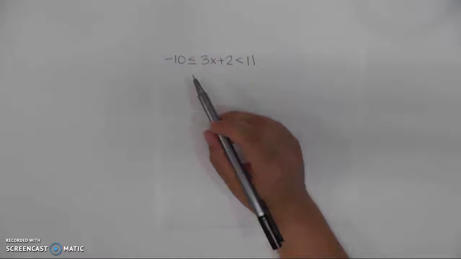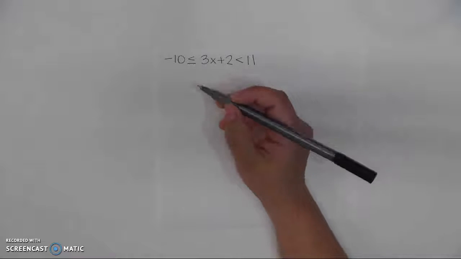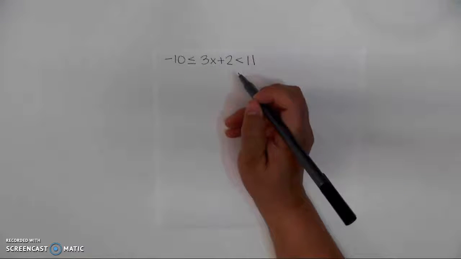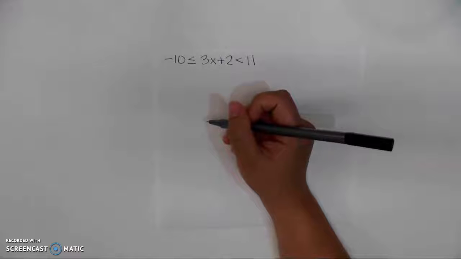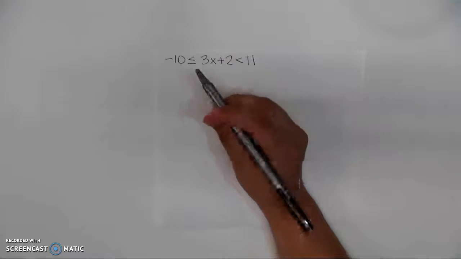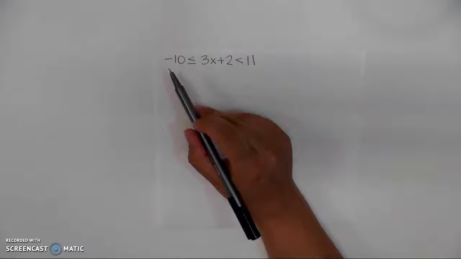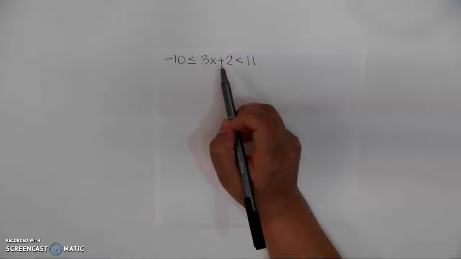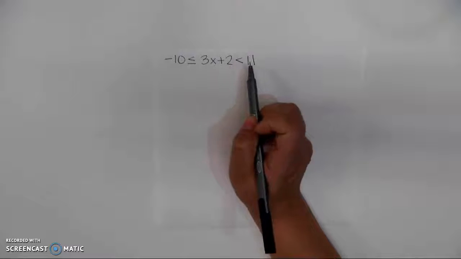So right now we're going to look at how to solve compound inequalities. If you remember from our lesson today, compound inequalities can come in two forms. They can come in an intersection, which you see here on the screen, or they can come in a union, which we'll do in a second. So this is an intersection, which means that we read it -10 is less than or equal to 3x plus 2, which is less than 11.